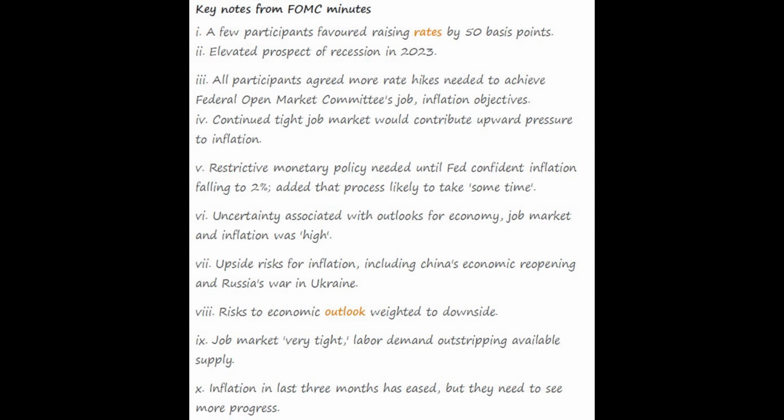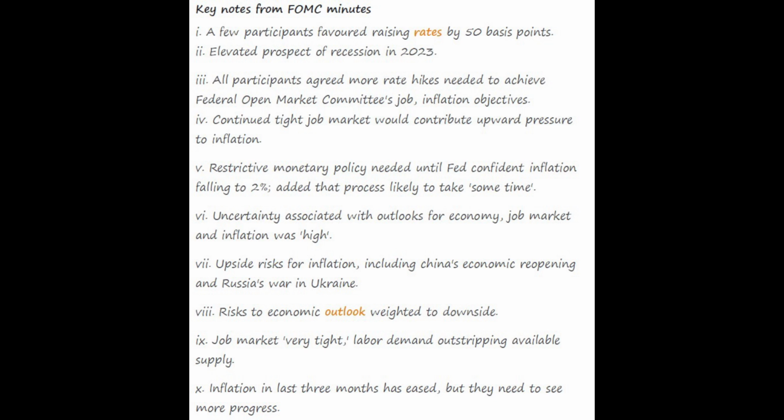Give me a moment. Okay, so we had the situation. We had a few participants who favored raising the rate by 50 basis points. That is one of the decisions that was made yesterday. Then we also have an elevated prospect of recession in 2023. So the majority of the participants expected this to happen in 2023. That is more or less a risk-averse statement.